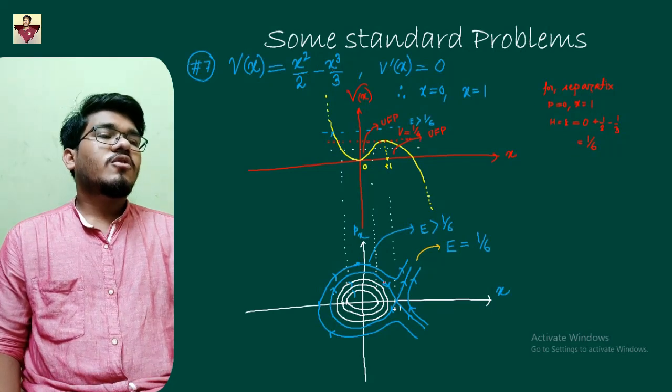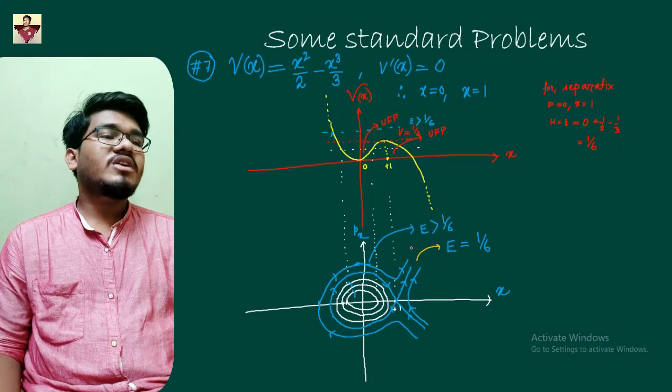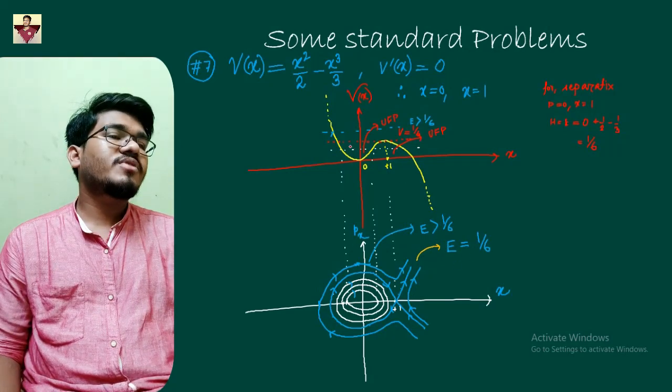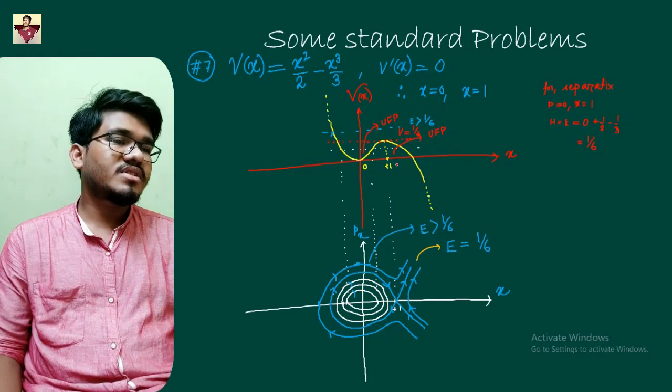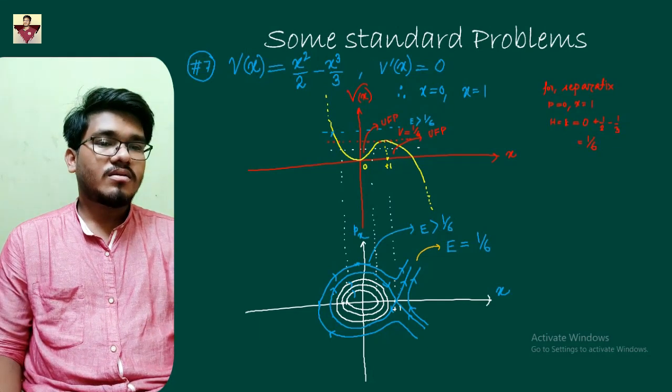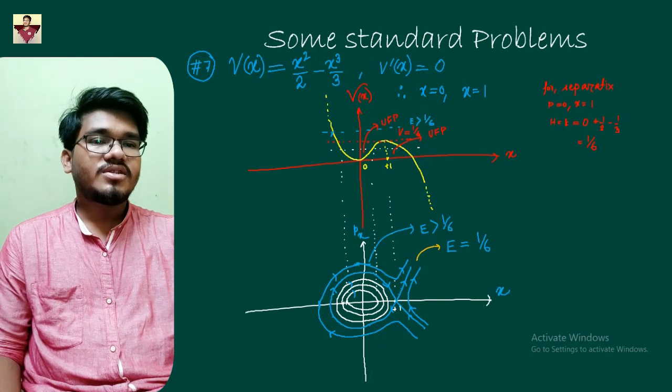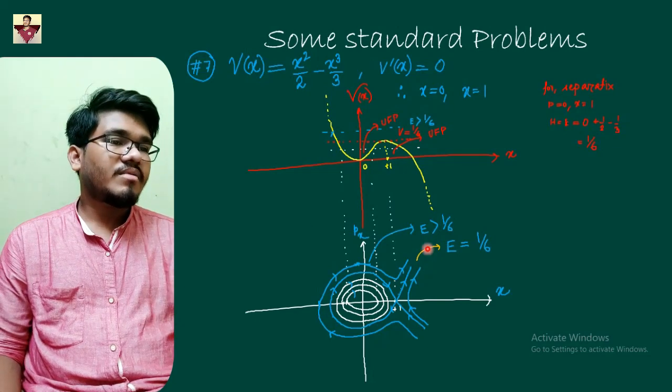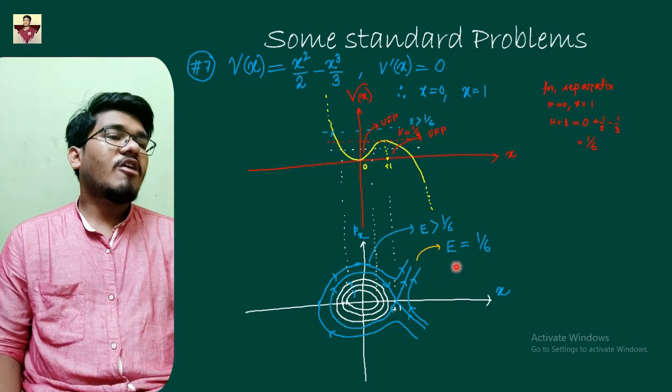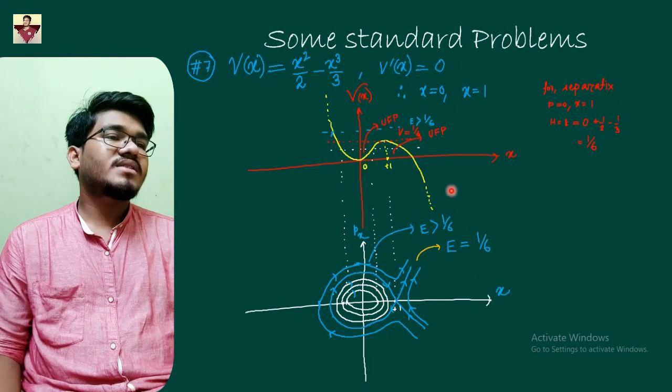So when the energy of the particle is equal to 1 by 6, the particle just touches this point, whether it is moving toward this point or coming from that region. So this curve here, let me show it, this curve is the separatrix, okay? This corresponds to E equal to 1 by 6. Now for E greater than 1 by 6, the energy line is around here, and it cuts V(x) at a single point.